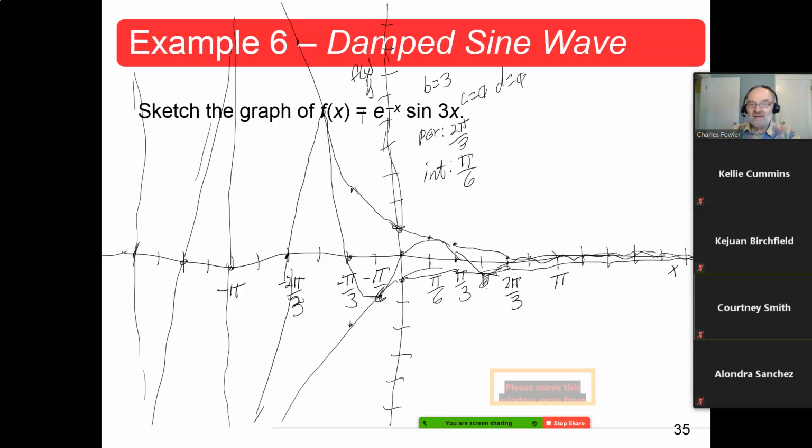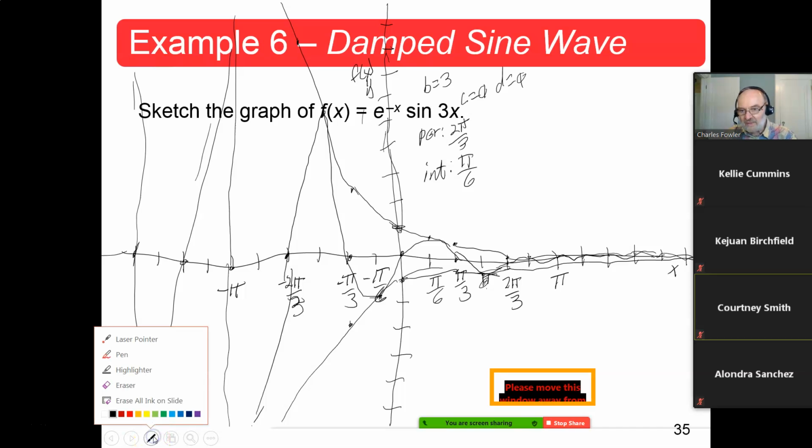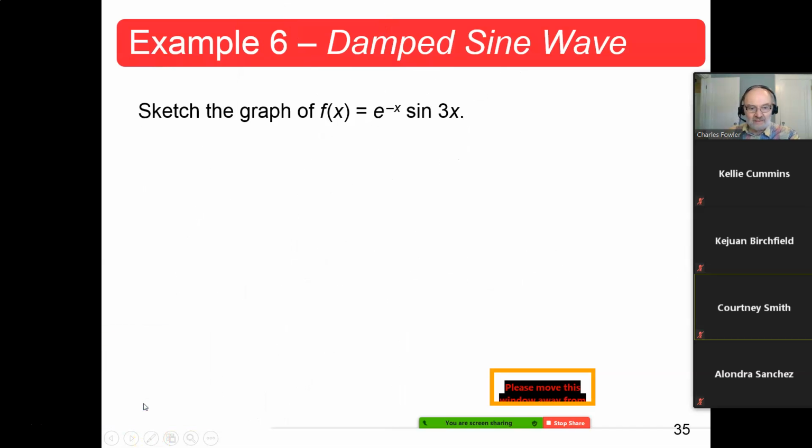Let's see how they drew them. I think I'll erase this because it's so ugly. Okay, we'll erase that ink.